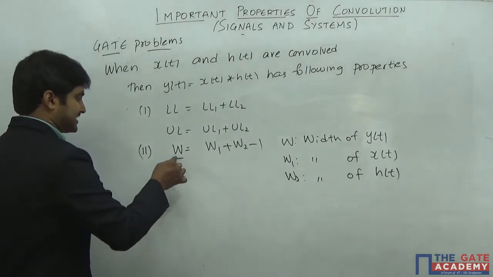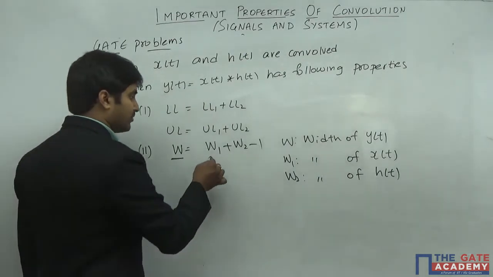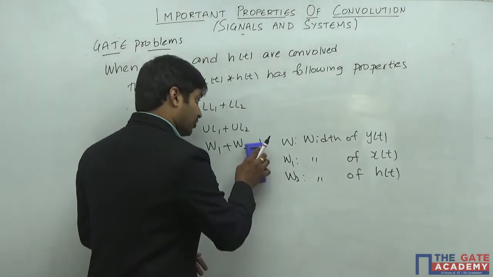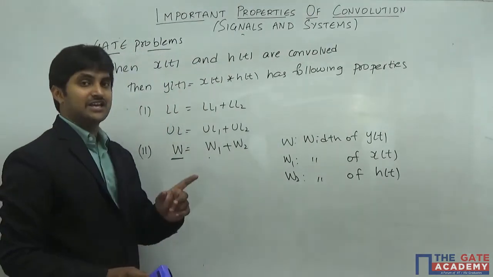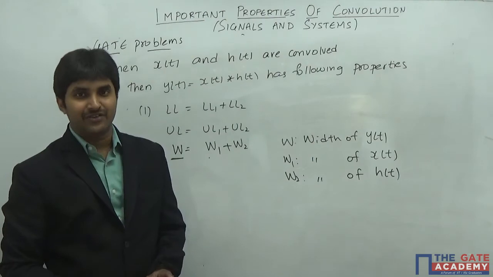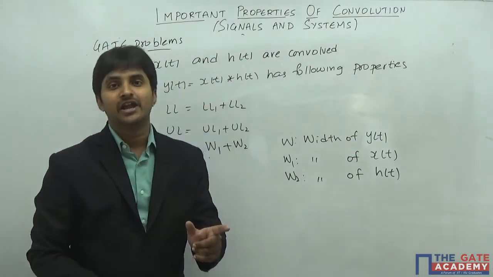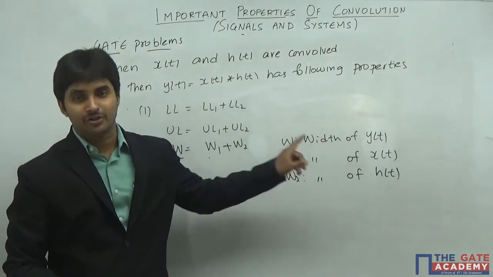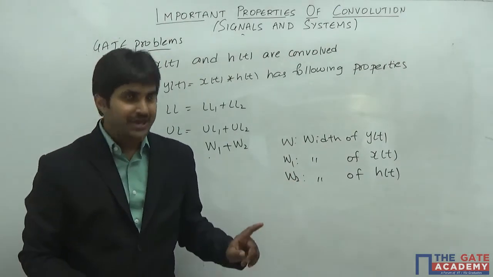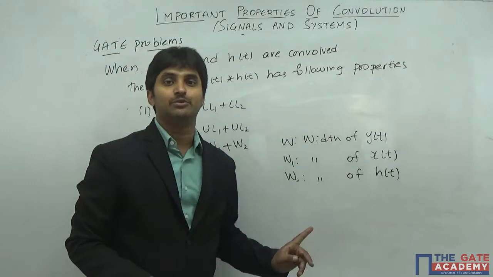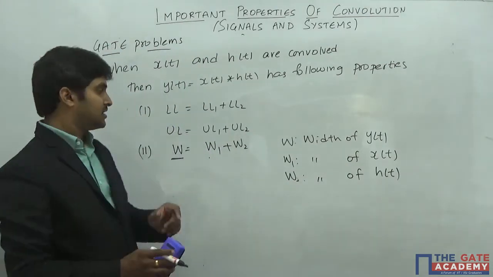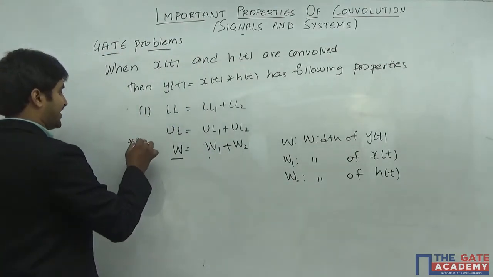So the width of the resultant signal is equal to the sum of the widths, and there will not be minus 1. In the case of a discrete time signal, we have learned it as L is equal to L1 plus L2 minus 1. But here it will be a mistake if I write minus 1 also. It should be W is equal to W1 plus W2. There is no minus 1, which is an important correction that we have.